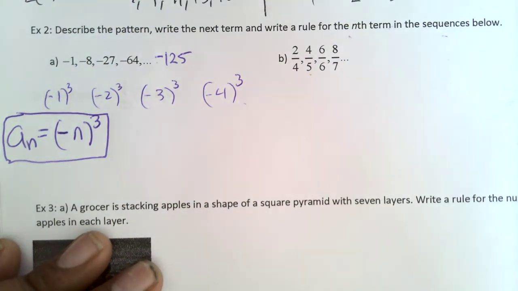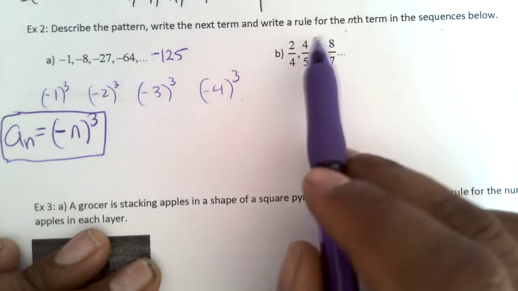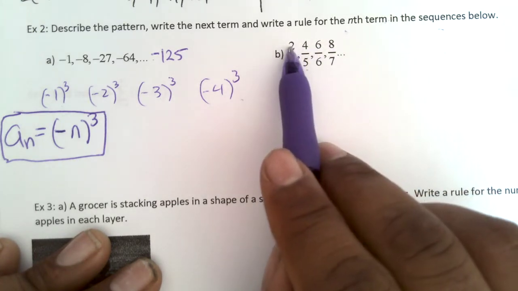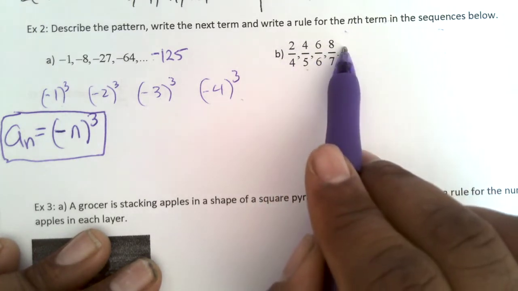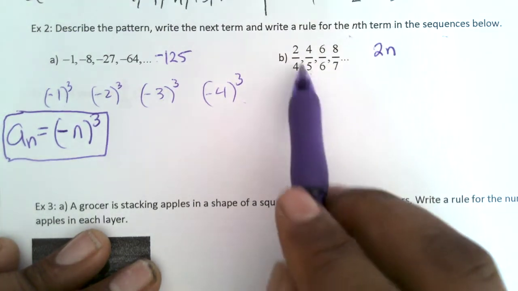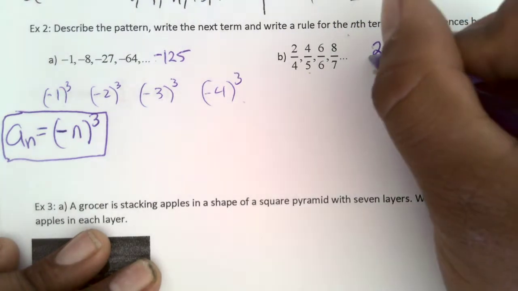So it does require us to know a little number pattern. Here's a fraction strategy. Think of an equation for the top. So this goes 2, 4, 6, 8. Well, that looks like it's just 2n on top. 2 times the term number.